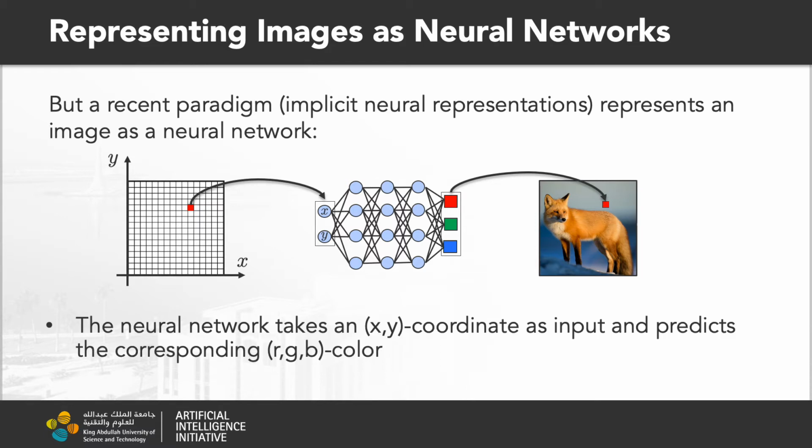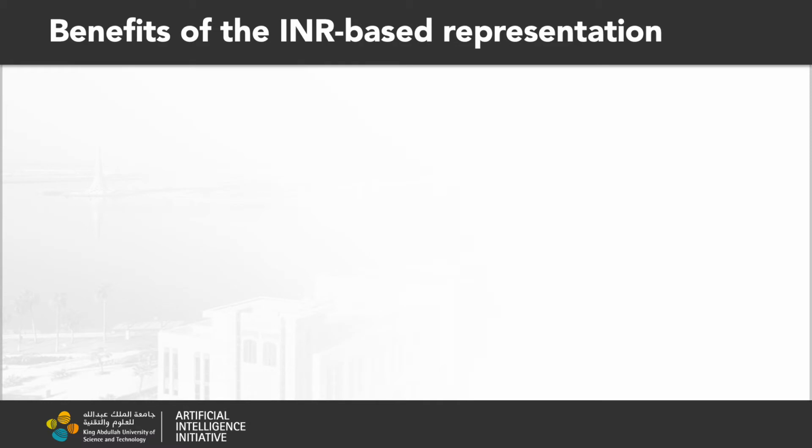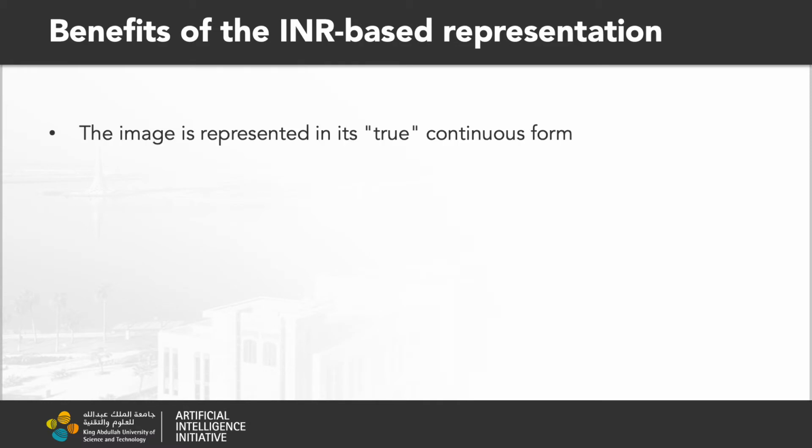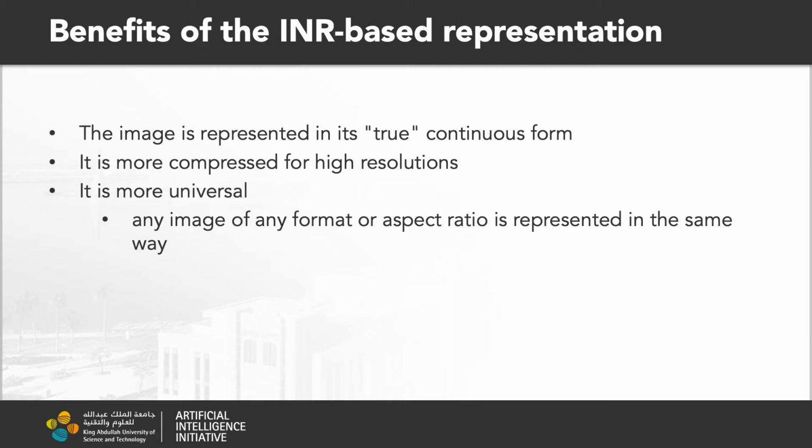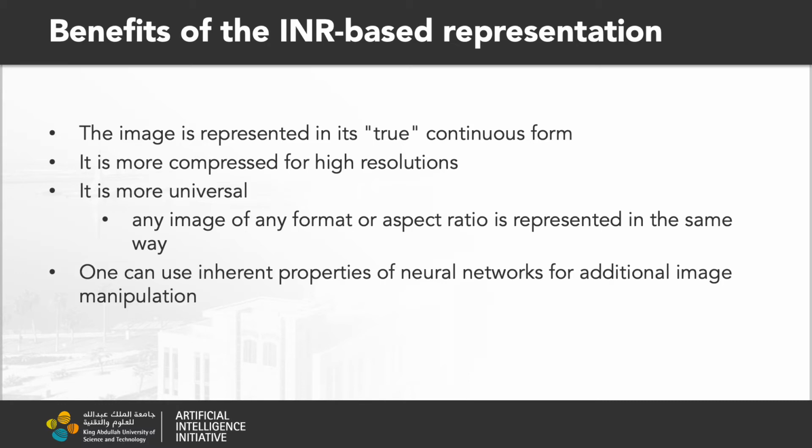We can obtain the pixel-based representation of an image by evaluating the neural network in each location of the coordinates grid. In this way, a single neural network corresponds to a single image. There are several benefits of such a representation. First, it captures the true continuous form of the underlying 2D signal. Second, it provides compression for higher resolution. Third, it is more universal, since we do not restrict ourselves to any image format or aspect ratio. And finally, we can use inherent properties of neural networks for additional image manipulation.